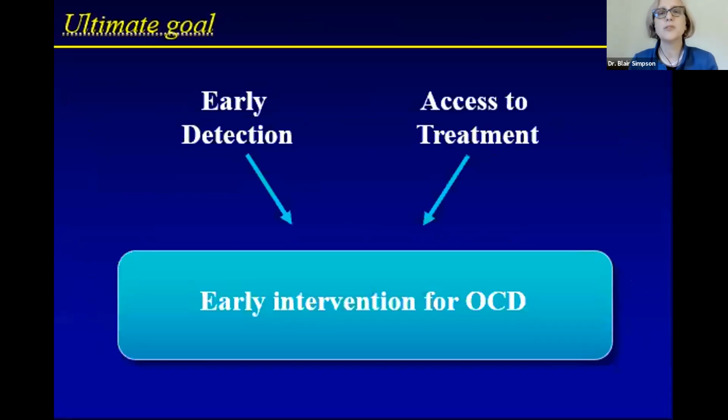And what's the fundamental goal? Our goal is to put together early detection by clinicians, by families and individuals coming to treatment and clinicians detecting them, and then making sure they have access to evidence-based care. The two of those things then enable us to do early intervention for OCD. And that's our ultimate goal with this project in New York State, to see if we could develop an early intervention program for OCD across the state.